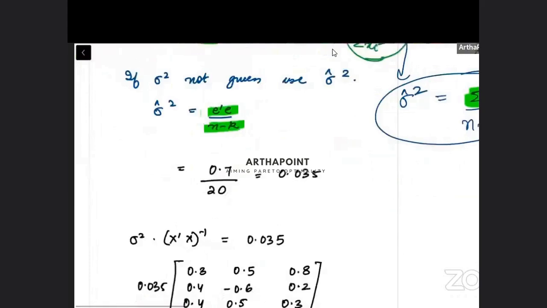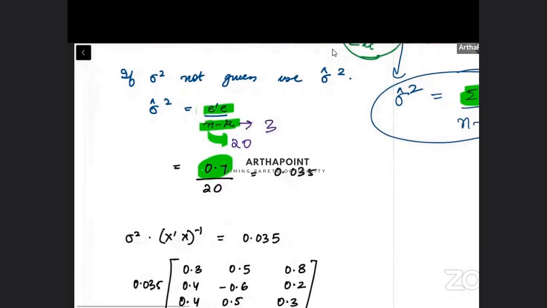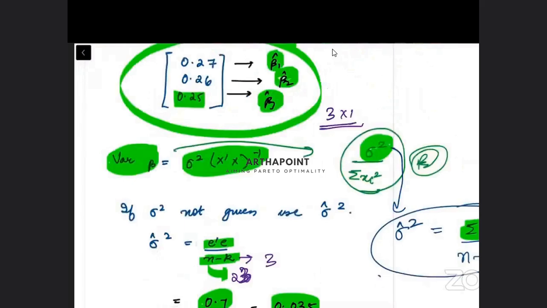So e transpose e, this is 0.7, given to us. N is given to us as 23, and the number of parameters is 3. So 23 minus 3 is going to be 20. So my denominator will become 20 and this will be sigma hat squared. So I have got sigma hat squared, meaning this value. Sigma hat squared and X transpose X inverse are given to me, so I can find the variance of beta also. This is exactly what I have done.